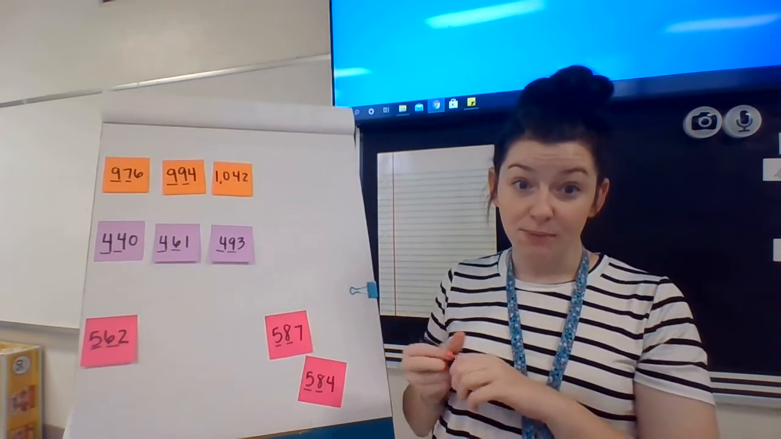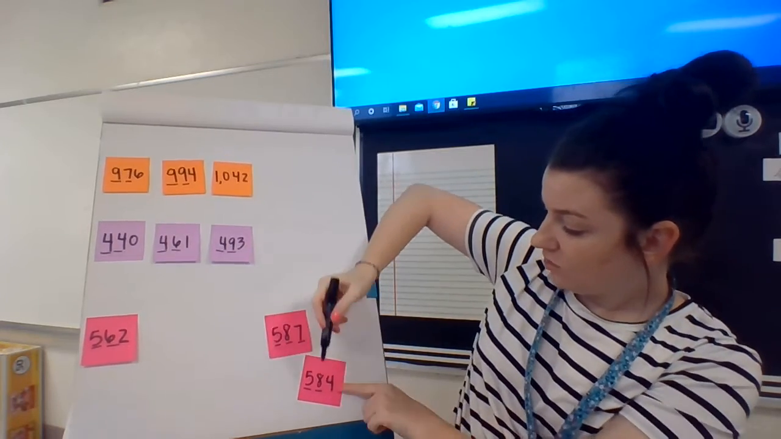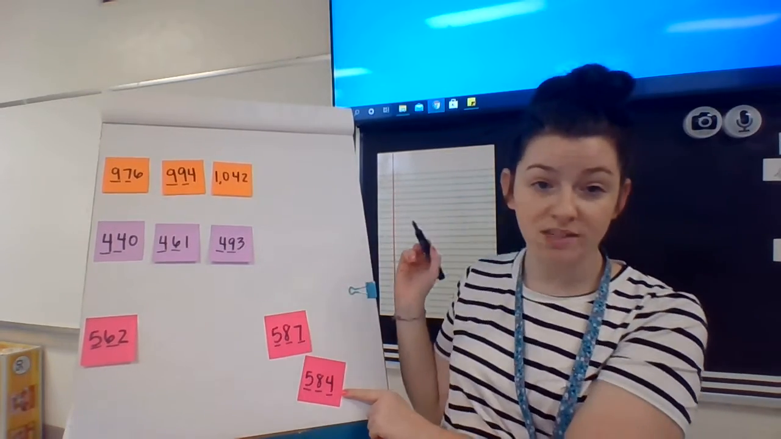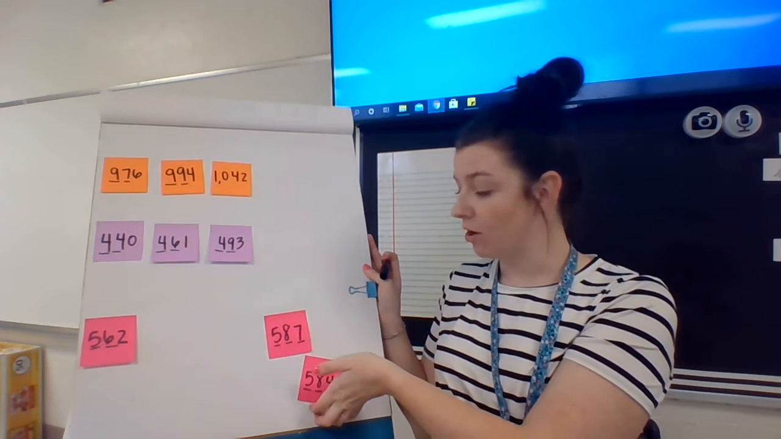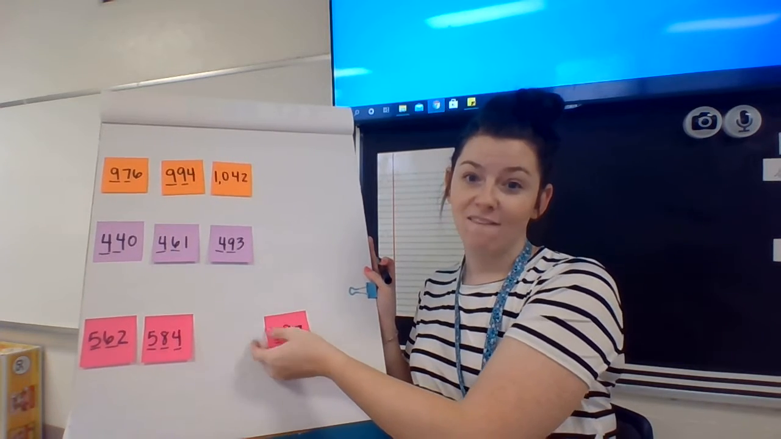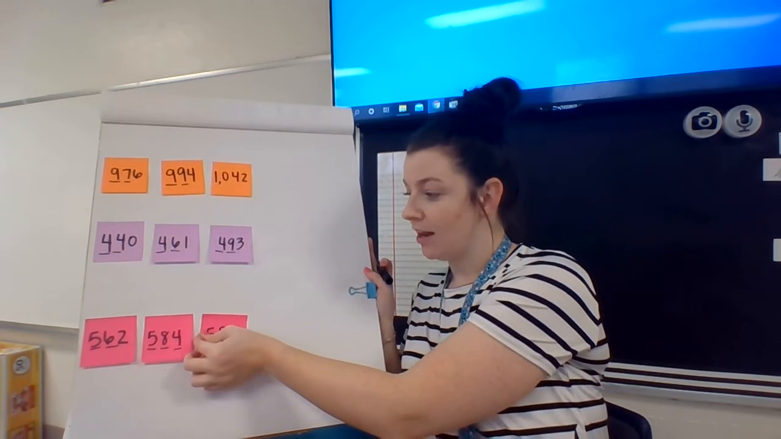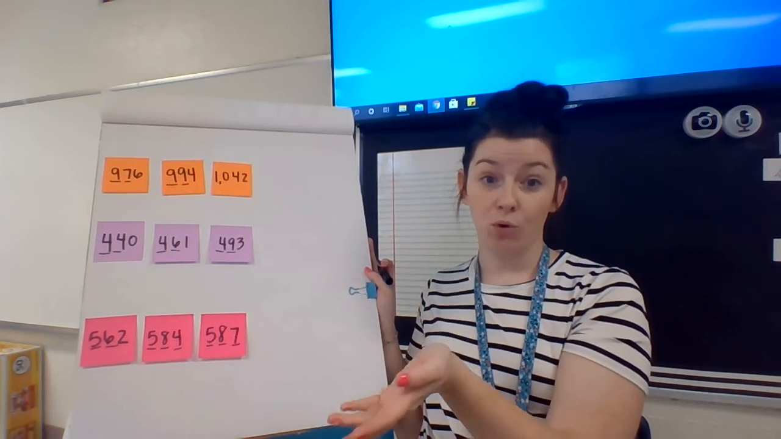Then I have to look in the ones place to figure out my last two. This ones place has a 7, and this ones place has a 4. Which one's the smallest? The 4. So 584 goes next. And then 587. Now, all of these are in order from least to greatest, or in number order.